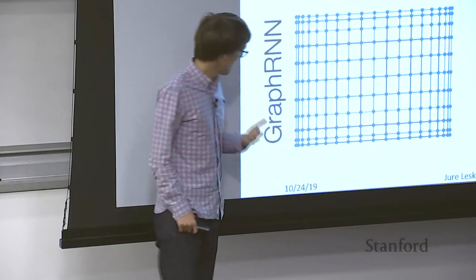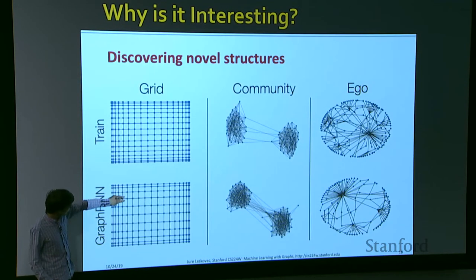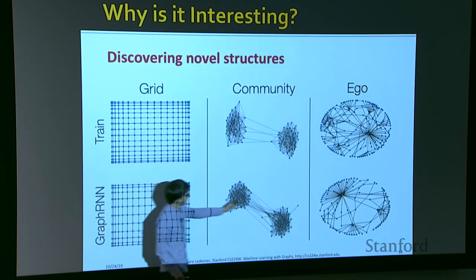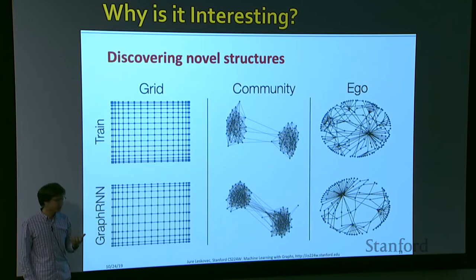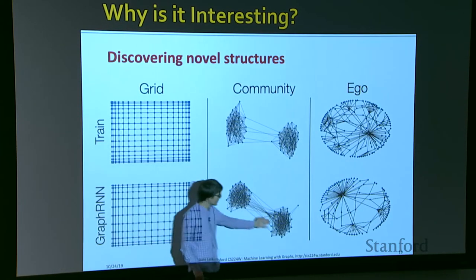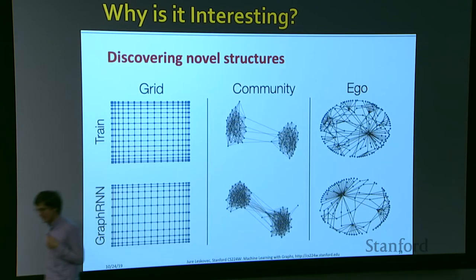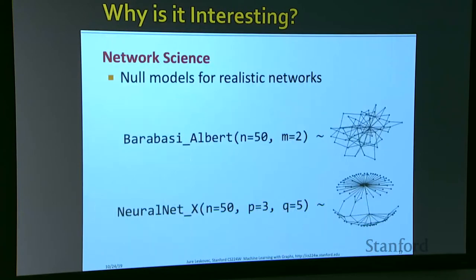What is also cool is that generating a grid is actually quite exciting, because you have to be able to learn this super regular pattern, while these other patterns are more stochastic. So it's very impressive that the same model can do something so regular as this, as well as something much more stochastic looking as these two other graphs. So that's what we are going to do today.